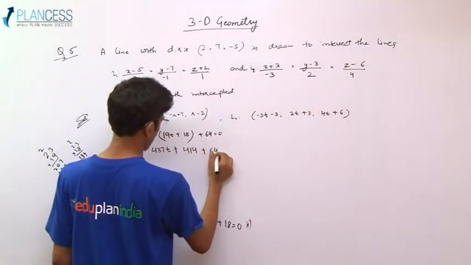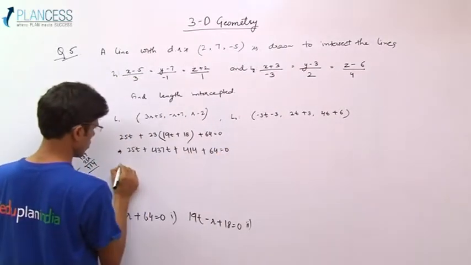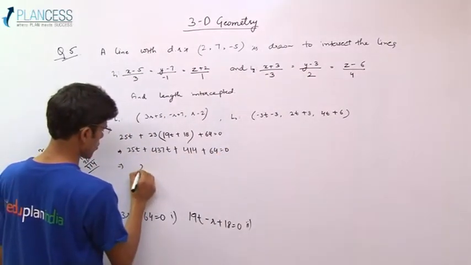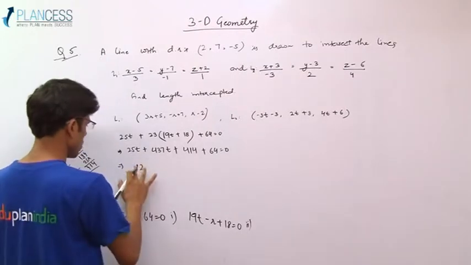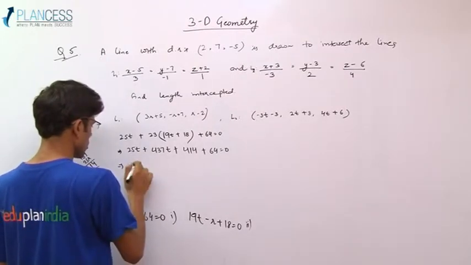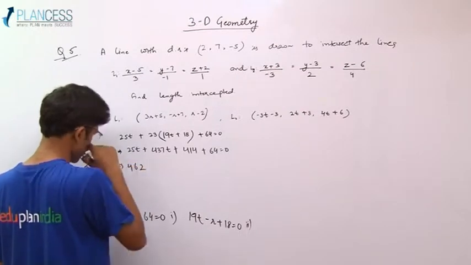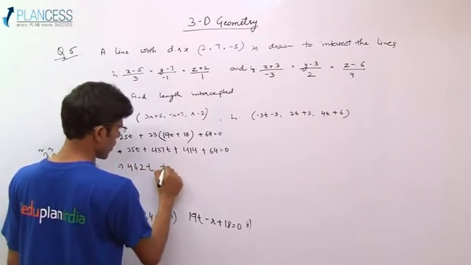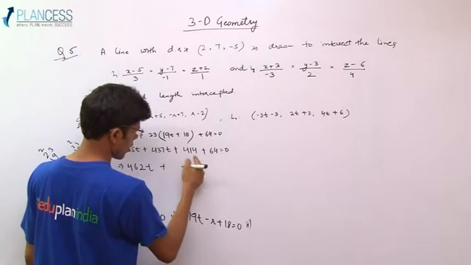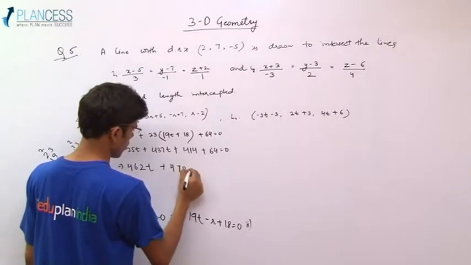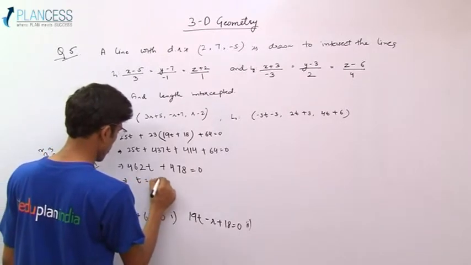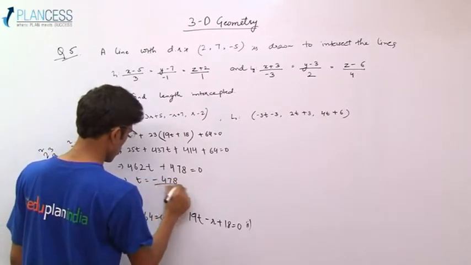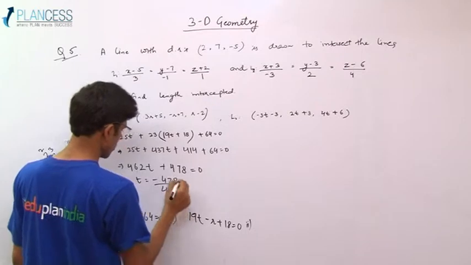So this is 25 plus 437, that is 462t, plus 414 plus 64, that is 478, is 0. So I get t is minus 478 divided by 462.